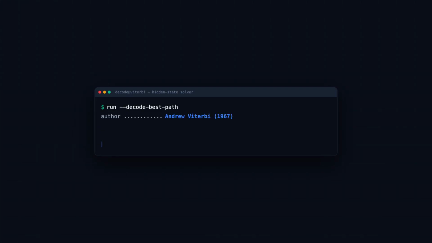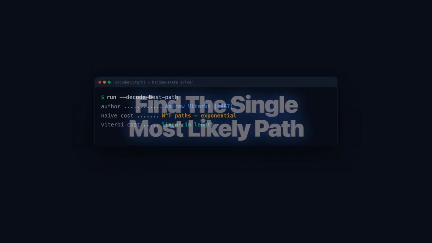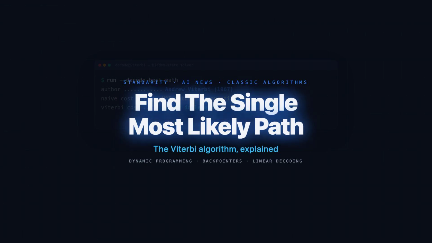Here's a problem that looks impossible. You have a sequence of observations, and you want the single most likely chain of hidden states behind them. The catch is that the number of possible chains explodes. For n states over t steps, that's n to the power of t paths, which is hopeless for any real sequence. Andrew Viterbi solved this in 1967 with one elegant idea, and today that algorithm quietly decodes your speech, your text, and your wireless signal. Let's see how it works.